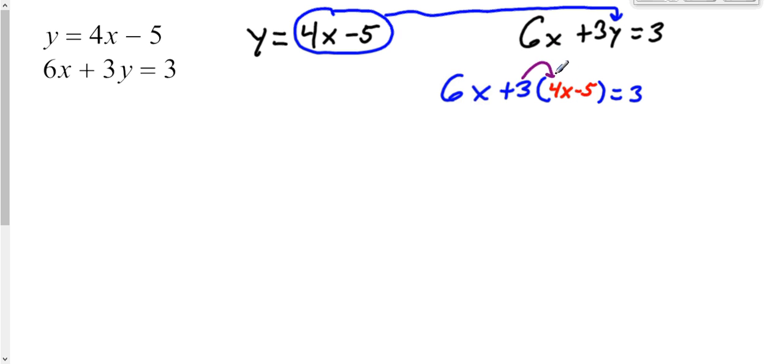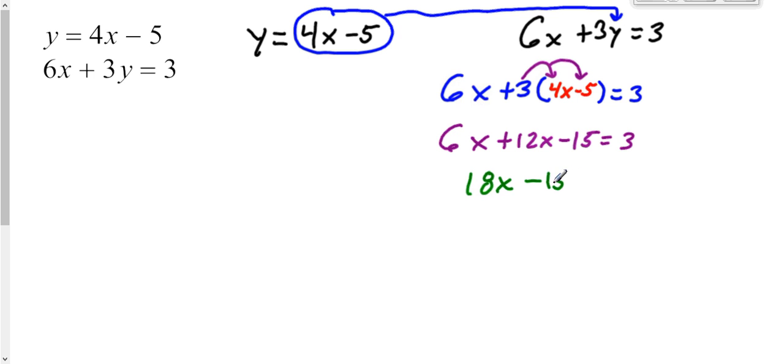You always have to put it in parentheses. We're going to distribute that 3. It gives us 12x minus 15 equals 3. Combine my like terms and I get 18x minus 15 equals 3. I add 15 to both sides. I get 18x equals 18.